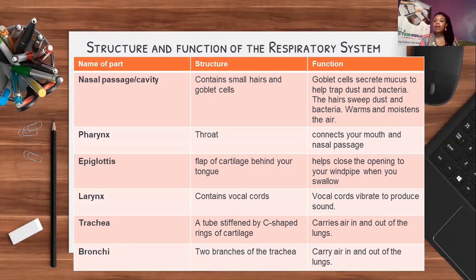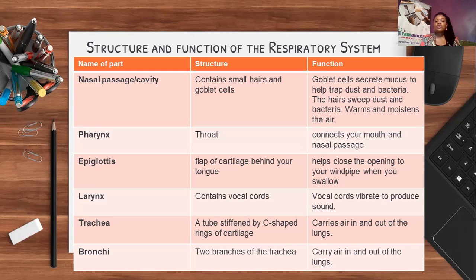Larynx contains a vocal cord. So it's right here. If you put your finger there, you feel it vibrating. Right. So that's your larynx. Your vocal cords vibrate to produce sound. And then you have your trachea. So going down, you'd have your trachea, which is a tube. So it's not made of bone, but it's a tube that is kept stiffened by the C-shaped cartilage, which prevents it from collapsing. And this is the structure that takes the air that you breathe in through your nostril and goes down into your lungs.